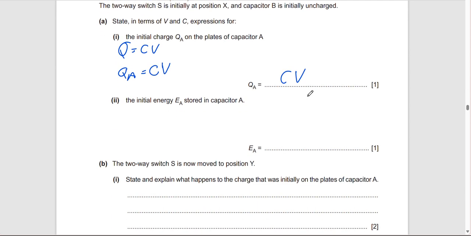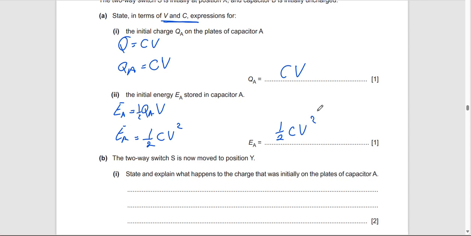The initial energy EA stored in the capacitor. We know that energy EA is equal to half QA multiplied by V, right? That is the equation that we have for energy. But it says in terms of V and C, so we have to substitute QA with CV. And you get EA is half CV squared. Just like that. And those are our answers.